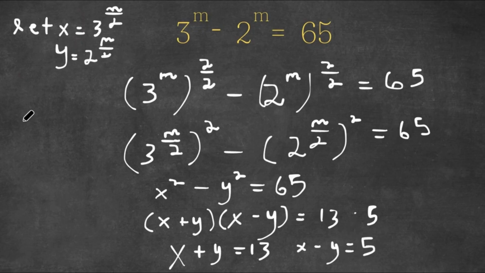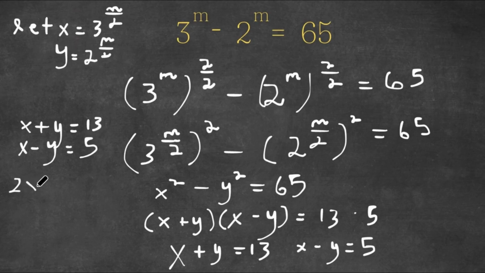So now if I add these two together, x plus y is equal to 13 and x minus y is equal to 5. If I add these two together, I get 2x. There's not going to be any y because plus y and minus y cancel out, and this is equal to 13 plus 5 is 18. And this means that x is equal to 9. So if x is equal to 9, then y is equal to 4, right? Because 9 plus 4 is 13 and 9 minus 4 is 5. So we have y is equal to 4.